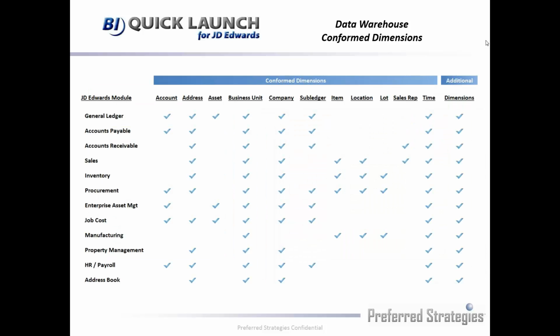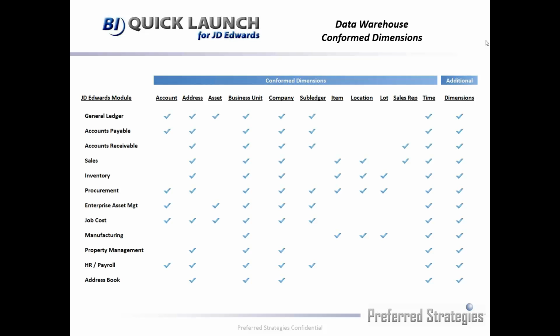So the conformed dimensions, this is a list of the different modules, as well as some of the conformed dimensions across those modules. There are also more dimensions that we see here on the screen, but these are the typical ones that go across the board. You can see that almost every module has the business unit dimension, because it's one of the core dimensions: cost center, profit center within the business would be a business unit, and so that would be across the board.